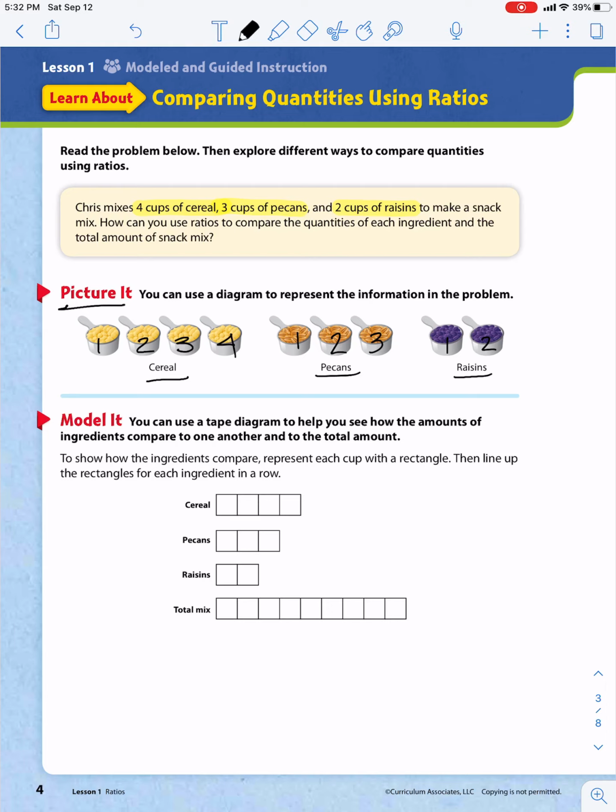Another way you can do this is you can model it using a tape diagram. So in each one of these tape diagrams, each rectangle means a cup. So for cereal, we've got 4 cups, we've got 4 rectangles. Pecans, we have 3 cups, we have 3 rectangles. And then the raisins was 2 cups or 2 rectangles. So this is a total of 1, 2, 3, 4, 5, 6, 7, 8, 9. This is 9 cups total of ingredients. Fairly simple, ready to move on.